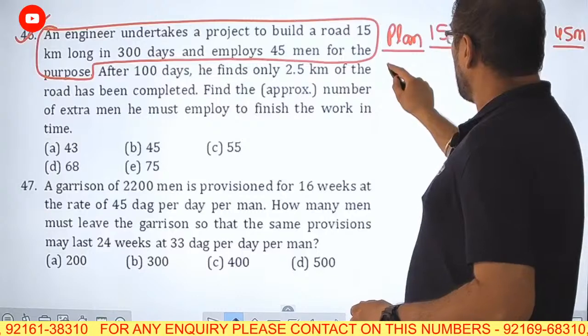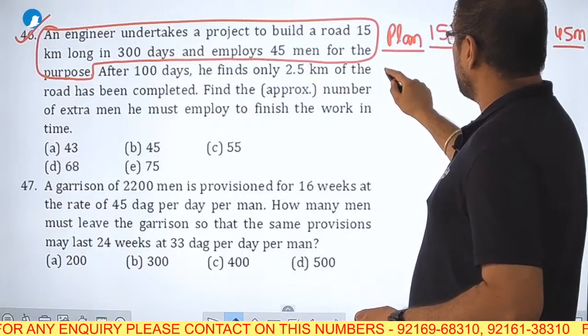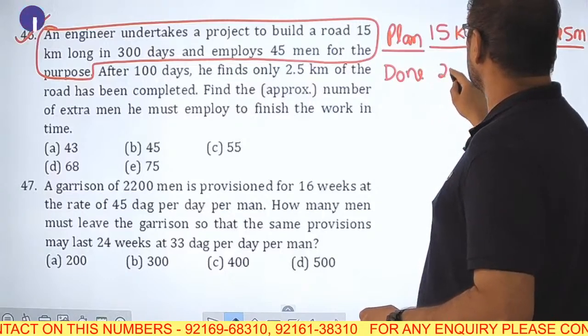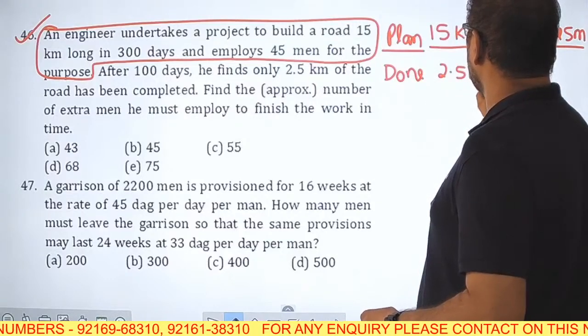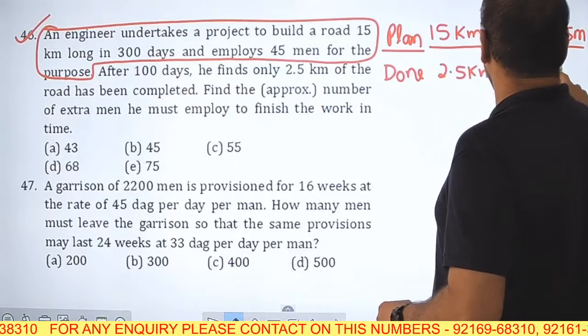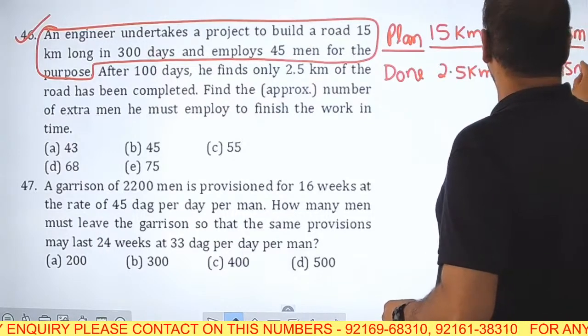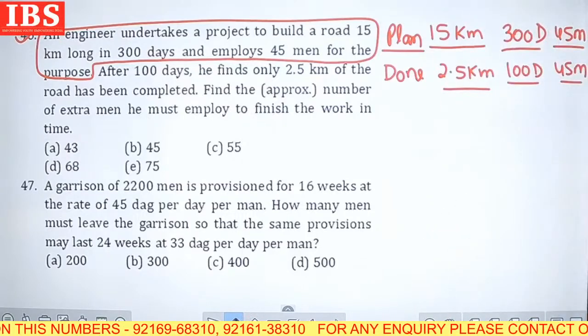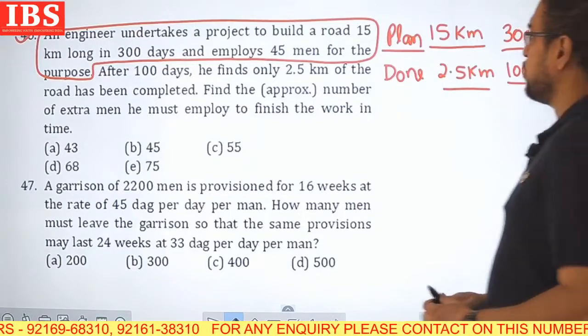But what is the reality? What is done? Work done. He was able to make just 2.5 kilometers of road in 100 days with those men. That is, 45 men were able to make just 2.5 kilometers of road in 100 days. Okay, this was actually the work done.